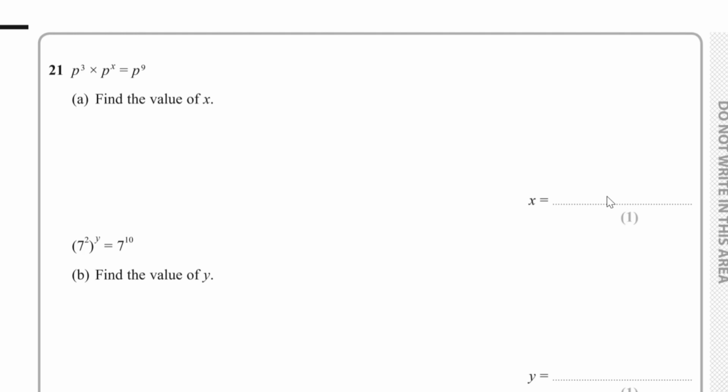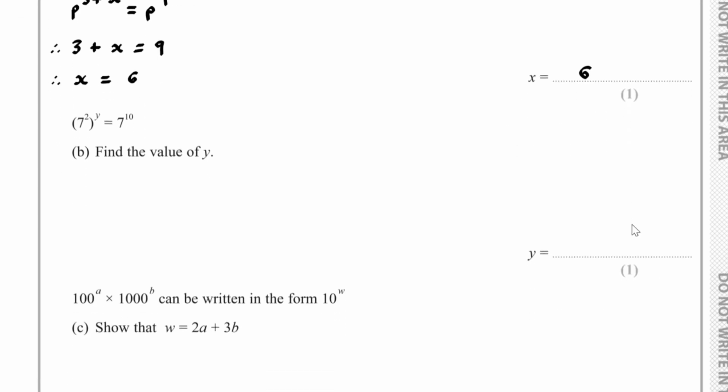Question number 21. P to the 3 times P to the x is equal to P to the 9. We have to find the value of x. So what we can do here, because we are timesing and we've got the same base, we can add the powers. So I've got P to the 3 plus x, that's equal to P to the 9. And comparing the powers, we have 3 plus x equals 9. x is equal to 6.